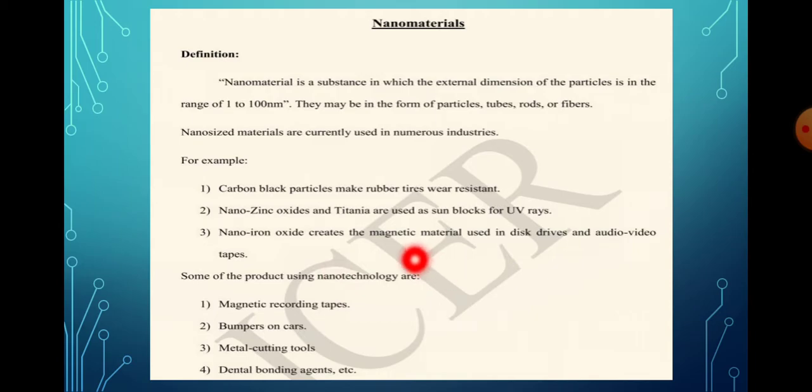What are the products of nanotechnology? Magnetic recording tapes. These are materials we use in daily life, such as metal cutting tools, bumpers and dental bonding agents. These are some of the products of nanomaterials.